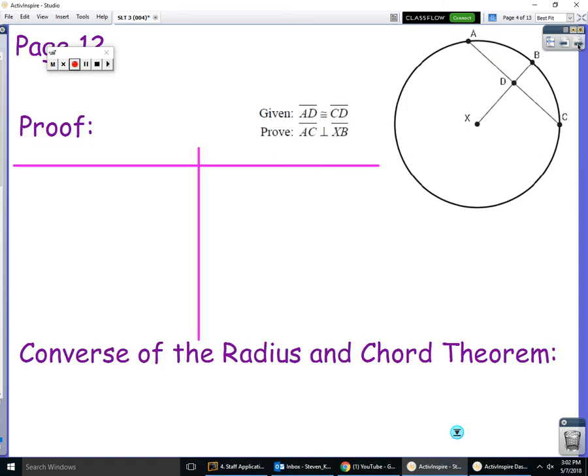Well, the opposite is true. The converse of the radius and chord theorem is if you know that this and this are equal parts of the chord, then you know that XB, if you knew X was the center of the circle, which would make XB a radius, then you would automatically know that it had to have been at a right angle.